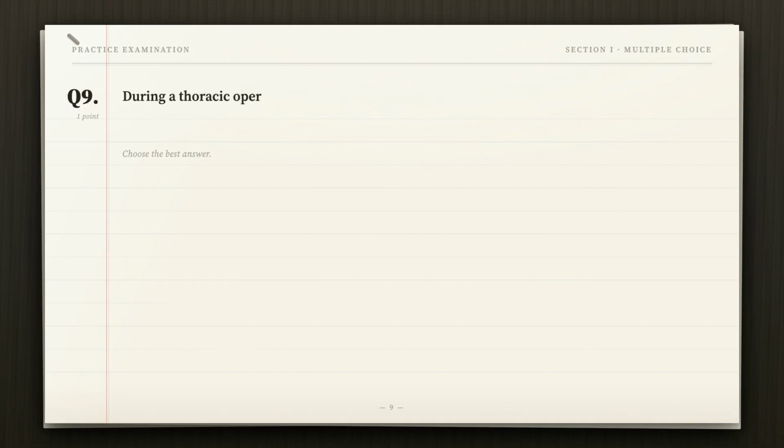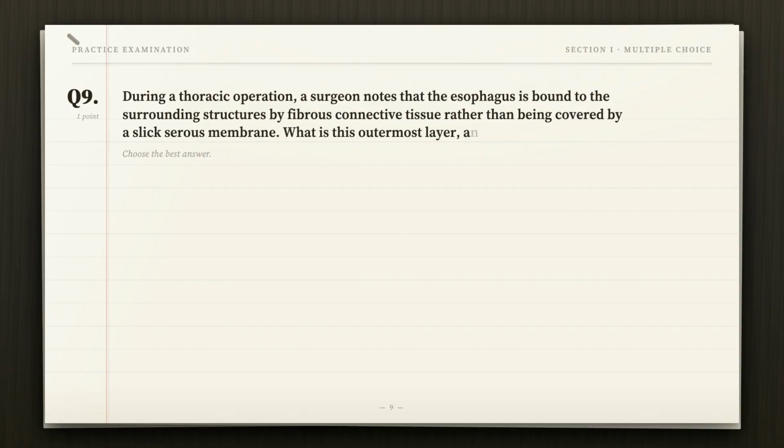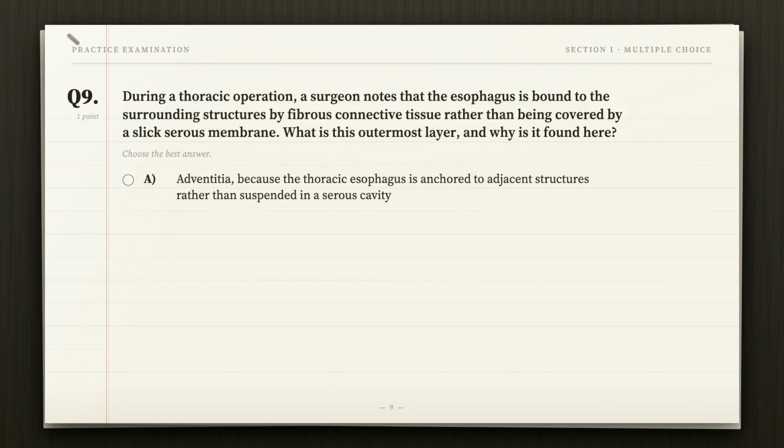Question 9. During a thoracic operation, a surgeon notes that the esophagus is bound to the surrounding structures by fibrous connective tissue, rather than being covered by a slick serous membrane. What is this outermost layer and why is it found here? Your options are A. Adventitia, because the thoracic esophagus is anchored to adjacent structures rather than suspended in a serous cavity. B. Serosa, because every organ of the alimentary canal is covered by visceral peritoneum.